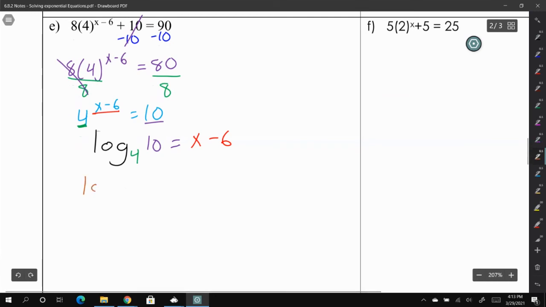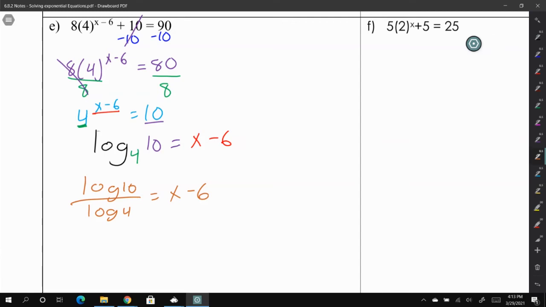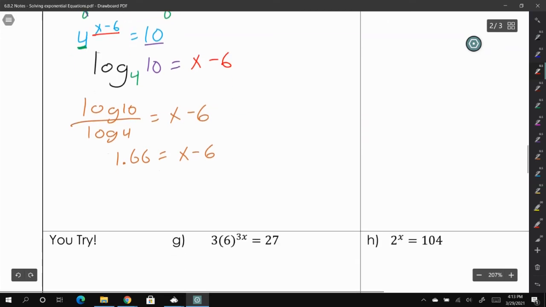So then we're going to have log 10 divided by log 4 equals x minus 6. When I type that into my calculator, log 10 divided by log 4, I get 1.66, and that equals x minus 6. Well, we don't have x by itself, so we have to add 6 to both sides. So we get 7.66 is equal to x.